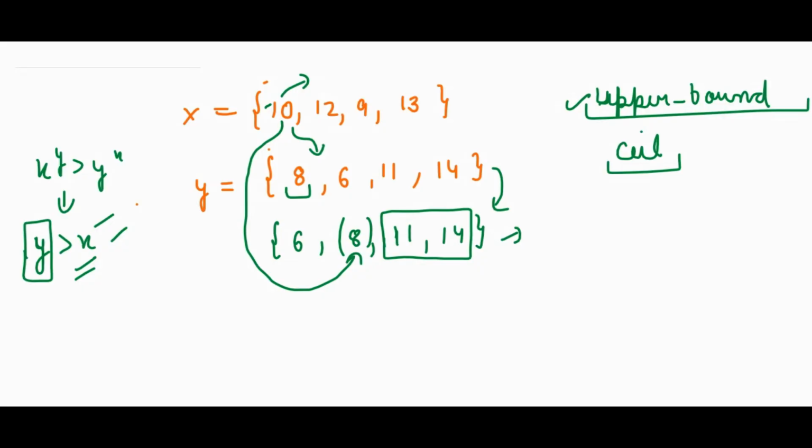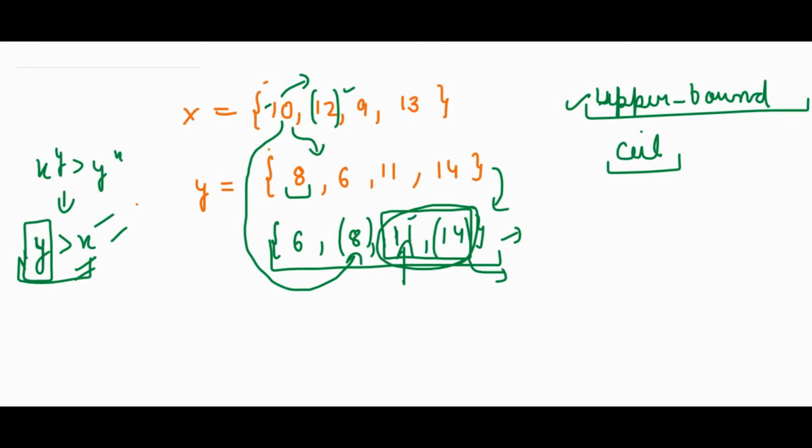Then we come to 12 and find the upper bound. The upper bound will be 11 and only 14 will satisfy the condition that y is greater than x. So for every value of x, we will find an upper bound in y, and the values after the upper bound will be the values that form a pair. We just have to count the values which are after the upper bound.